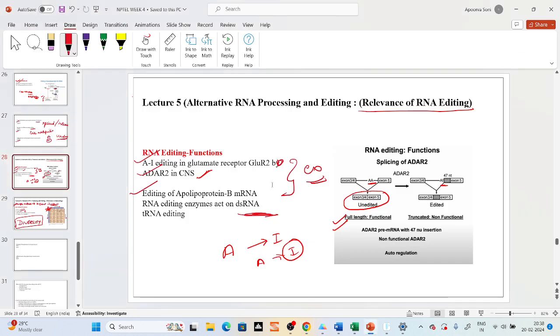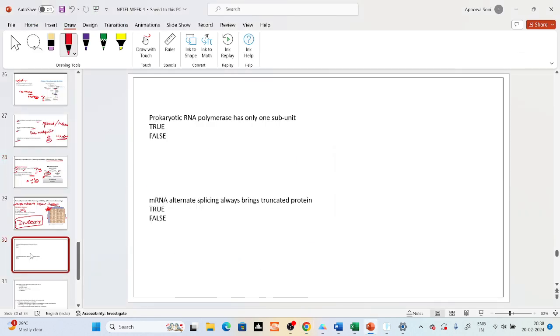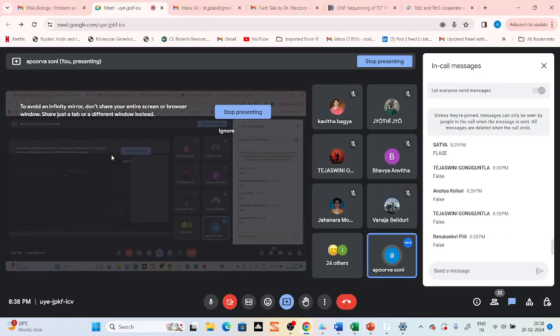Now we'll see the questions again. Prokaryotic RNA polymerase has only one subunit. True or false? Prokaryotic RNA polymerase has only one subunit. True or false? This question we have dealt earlier also.